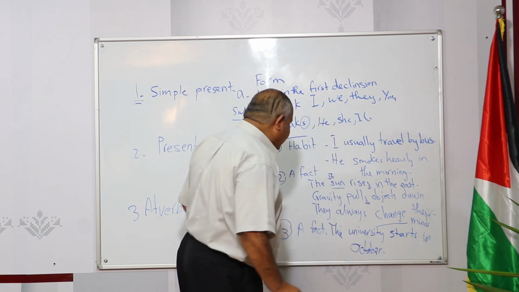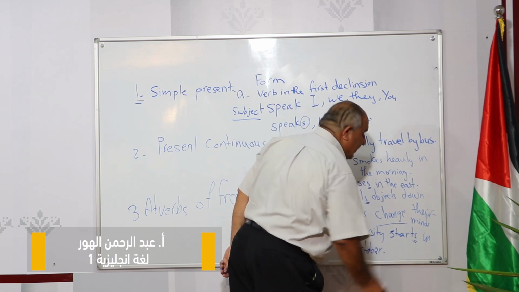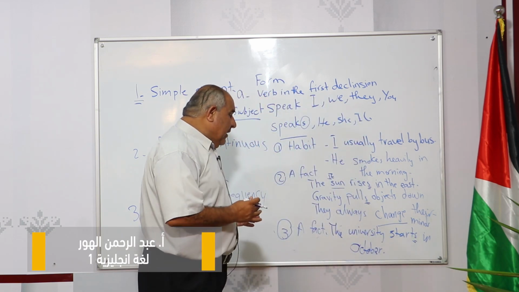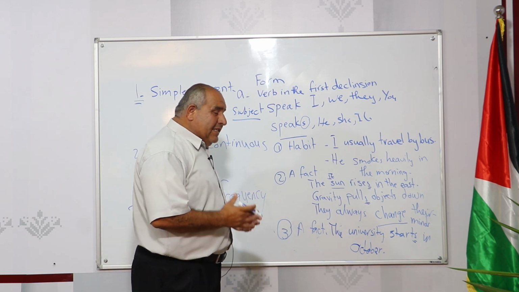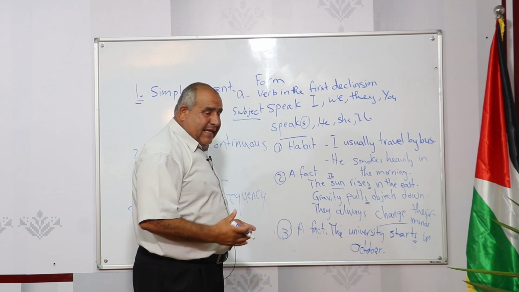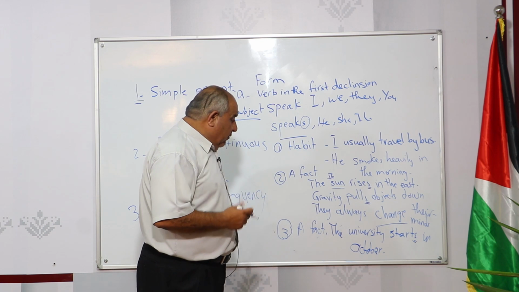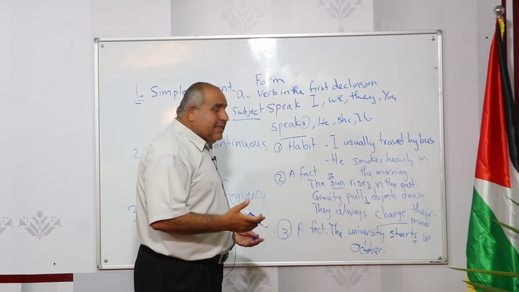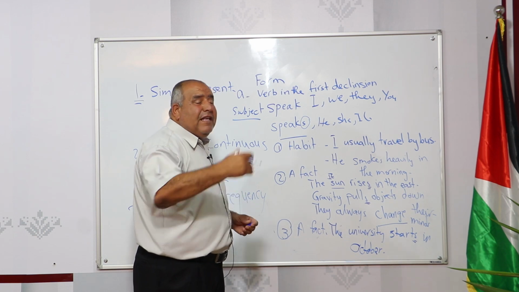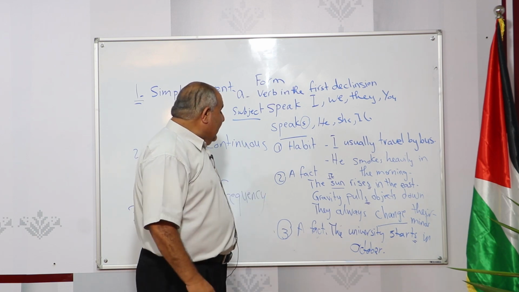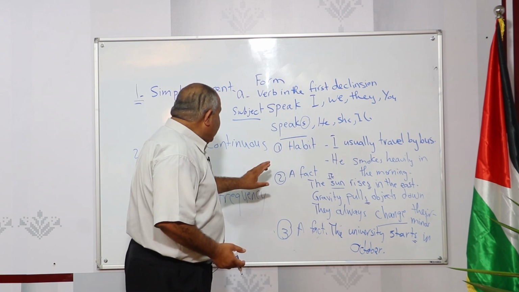So it is a fact that the university starts in October, and it is a fact that nearly always happens, but possibly, in circumstances like we are living now with Corona, the university might start in September or before, or maybe in January, depending on the health situation in the Gaza Strip. Therefore, this is the simple present.